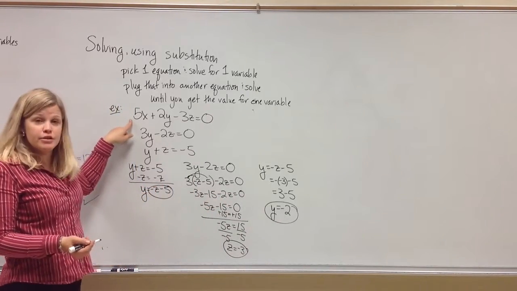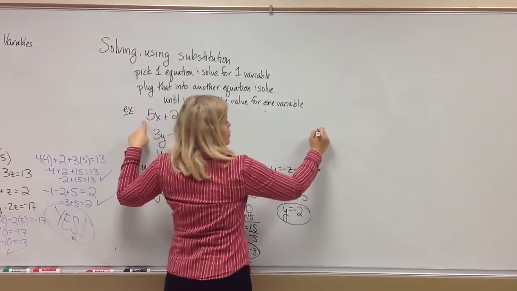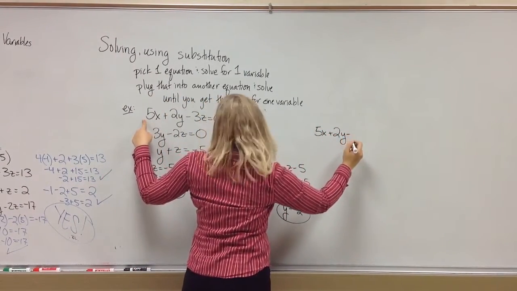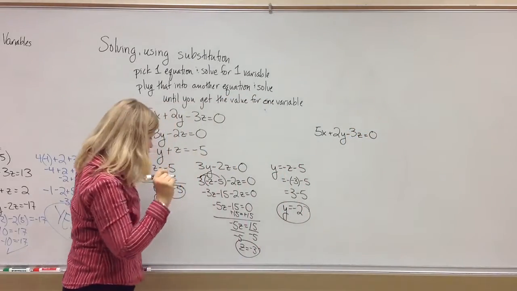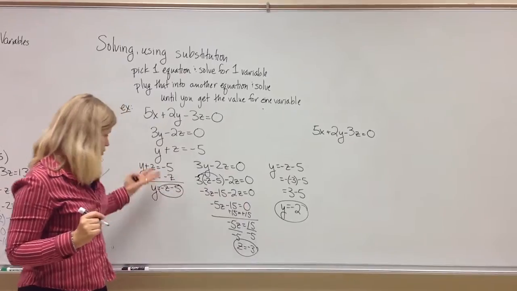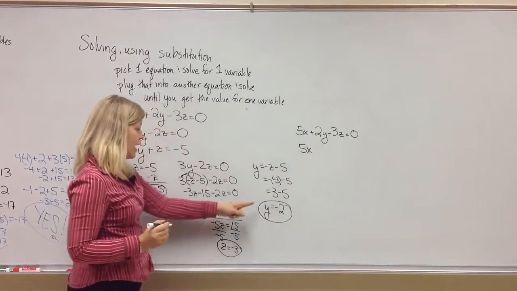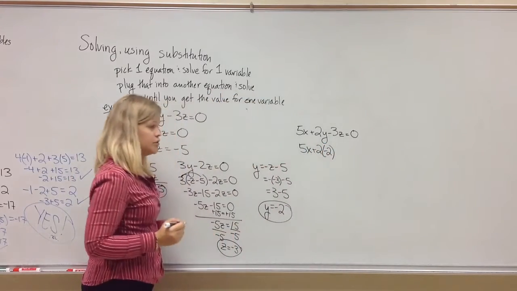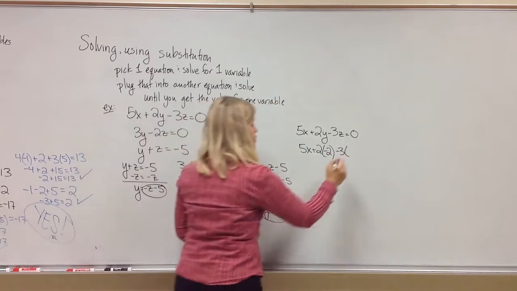Hey, wait a minute, here's one with x's and y's and z's. Oh my, let's plug it all in. We've got 5x plus 2y minus 3z equals 0. Now look. We don't know x, do we? So we're just going to write 5x. Do we know y? Yep, right there. So we put negative 2 in. Do we know z? We do. Right here it's a negative 3.